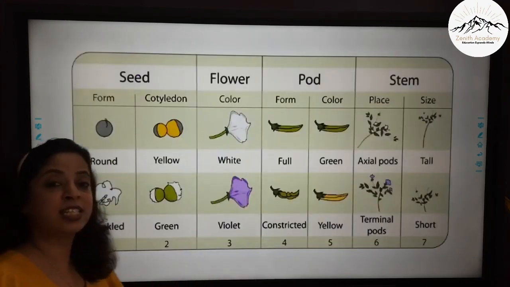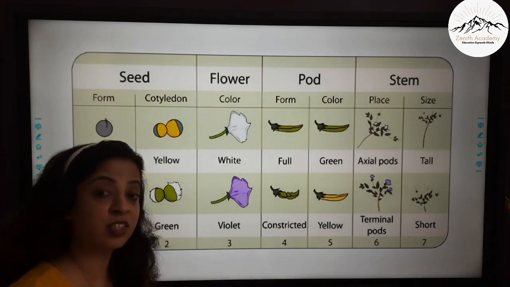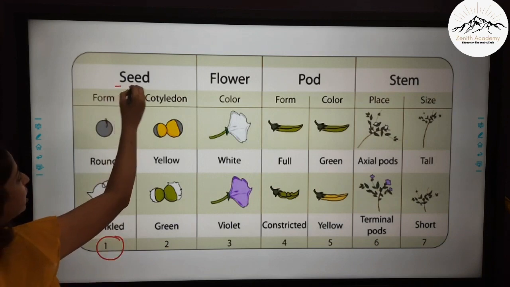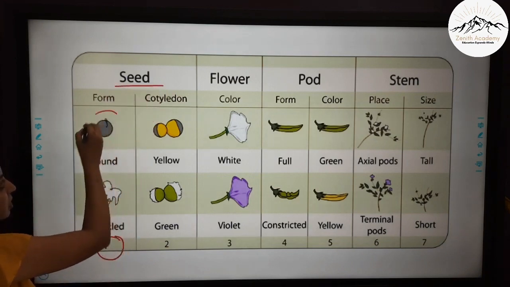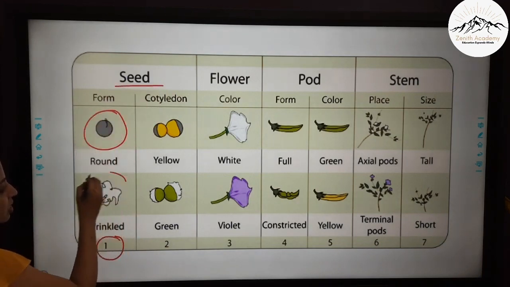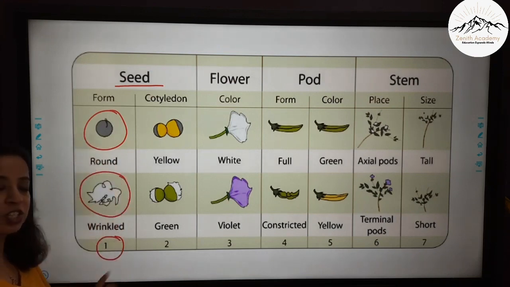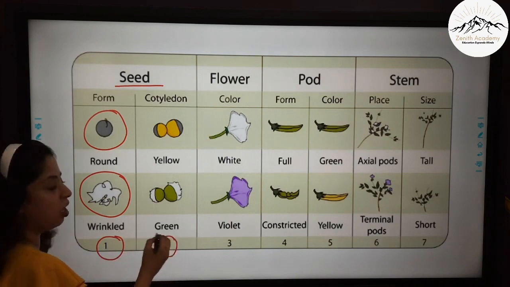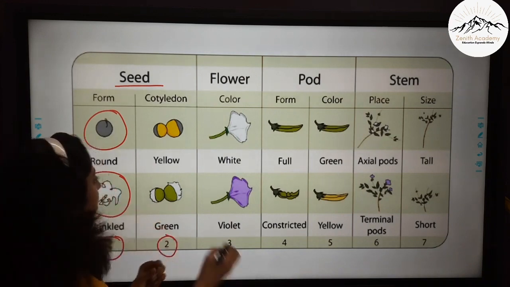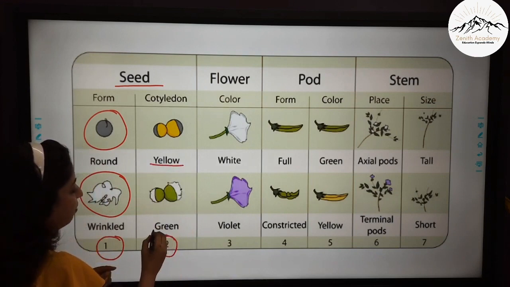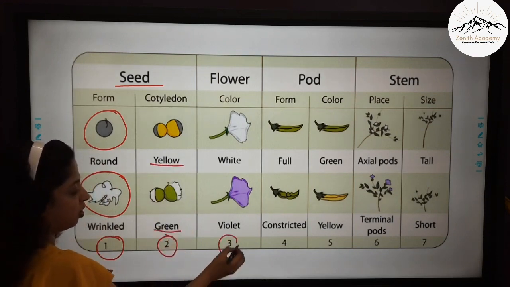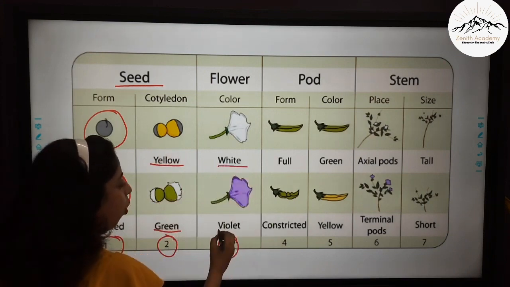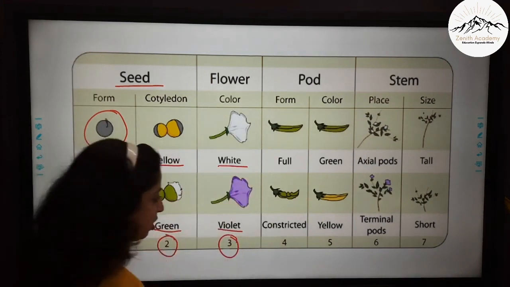Now he took seven characteristics of the pea plant. Let's look at the first characteristic, which was about the seed: the shape of the seed is round as well as wrinkled. So these two variations are found in different plants. Then the second is the color of the cotyledons of the seeds. It can be yellow or it can be green. Now let's look at the third characteristic. The color of the flower can be white or violet. So these two variations are there.